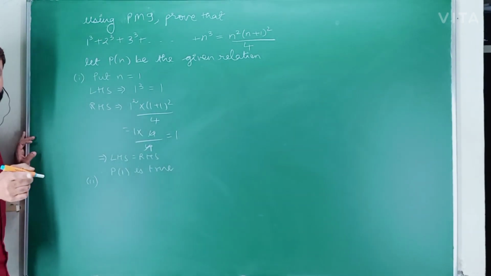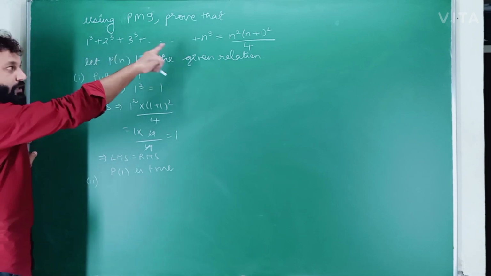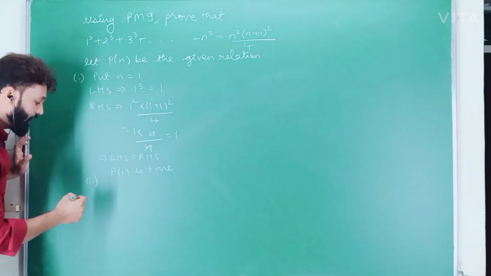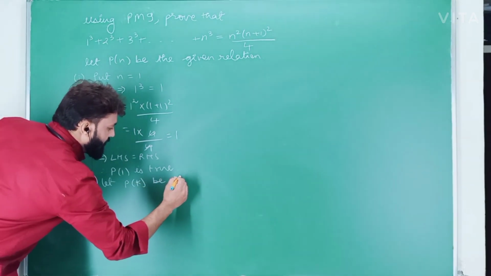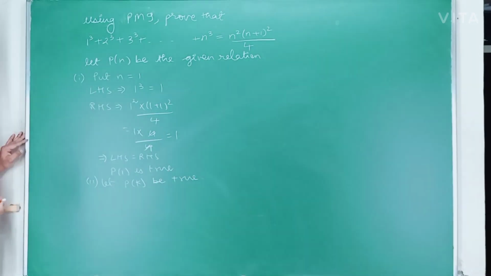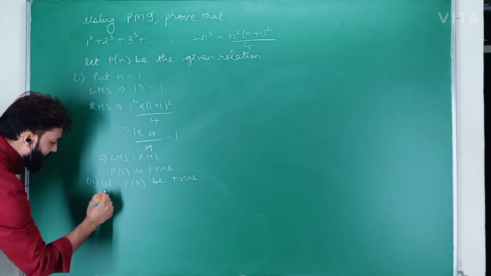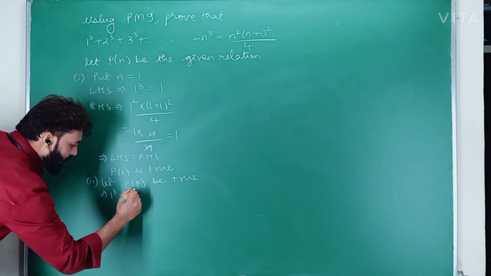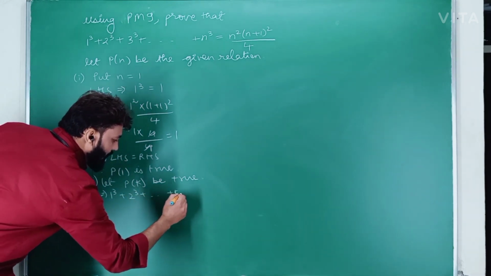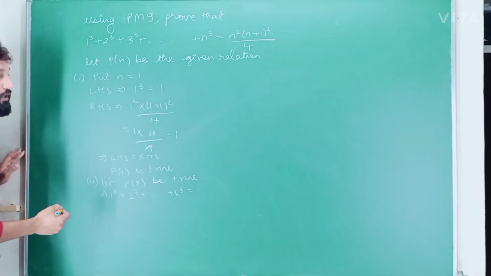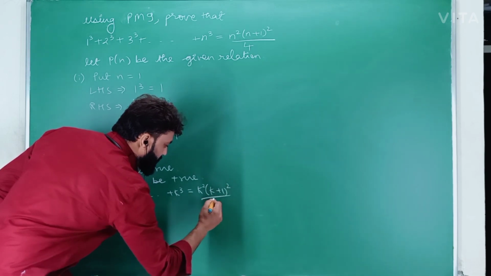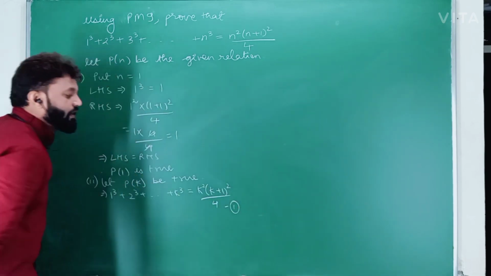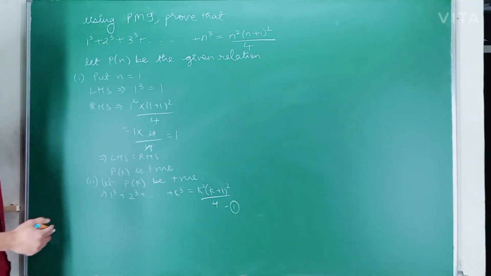Now the second step of induction. The second is the assumption step. That is, we assume the relation to be true for n equal to k. So we'll write: let P(k) be true. If we assume P(k) to be true, this relation will become 1 cube, 2 cube and so on till k cube is equal to k square (k + 1) whole square whole upon 4, and we'll call this equation 1.